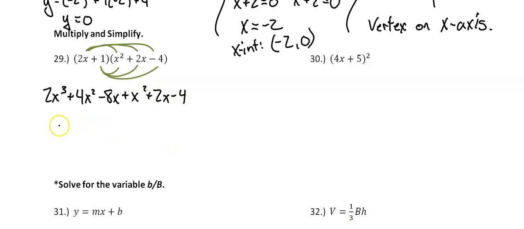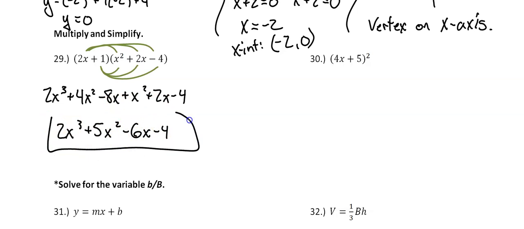And that's just combining like terms. The 2x cubed doesn't have a like term. The 4x squared and the x squared give me plus 5x squared. And then these give me a minus 6x, and the minus 4 just tags along for the ride.